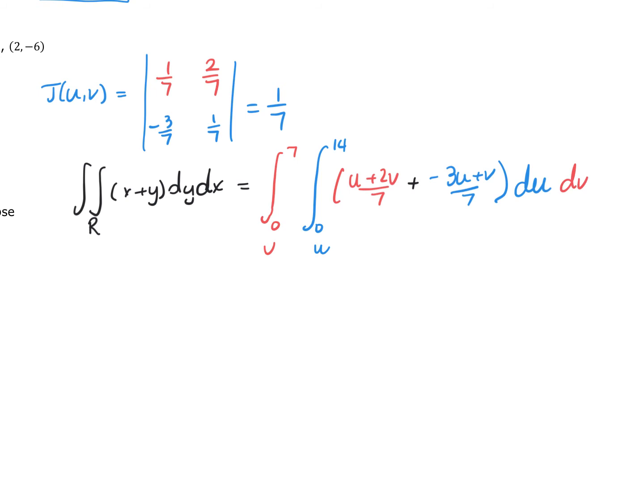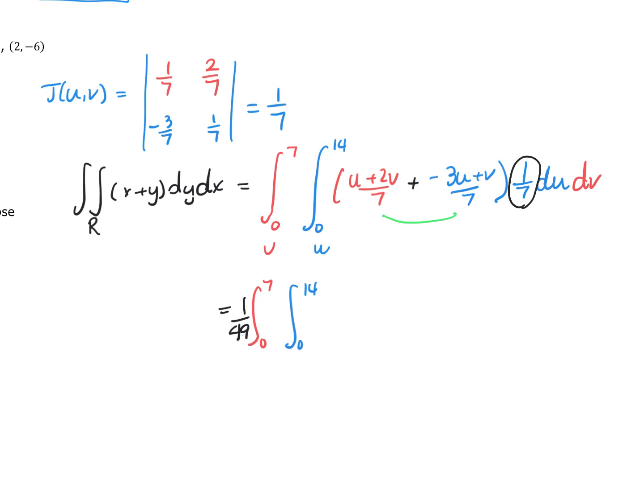This is equal to, from 0 to 7, 0 to 14, and don't forget I need to multiply by my Jacobian here. I got so excited I forgot to multiply by my Jacobian. So I need to have this 1/7 du dv. So I'm going to pull this 1/7 out front, and I also see that I have a 7 in these, so I'm going to pull another 1/7 out front. So I'm going to write this as 1 over 49.